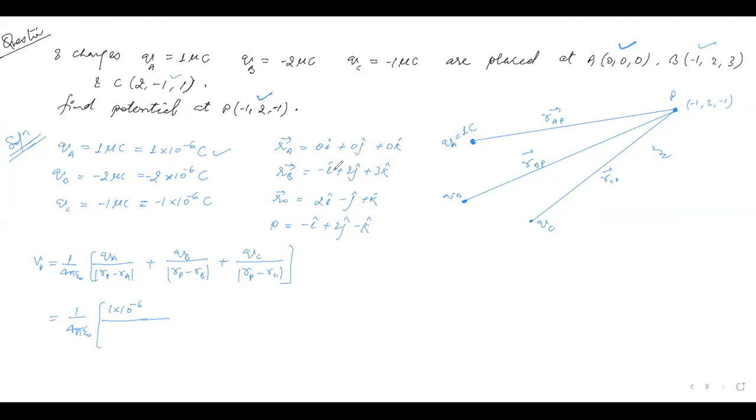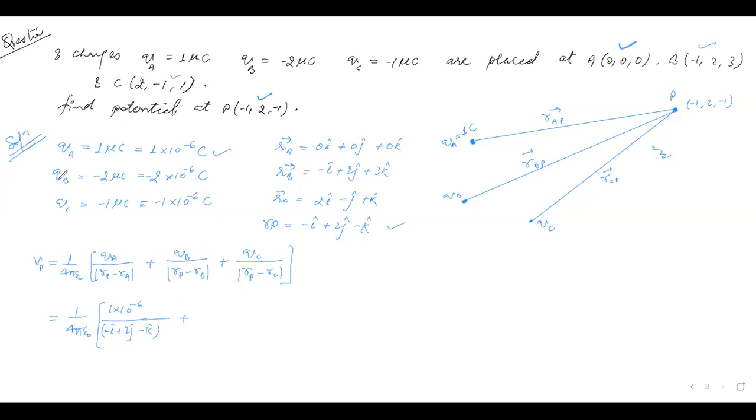Sorry. This is your RP. RP is minus I plus 2J and minus K. What is your RA? RA is 0I, 0J, 0K. So we are going to leave it. Are you clear?